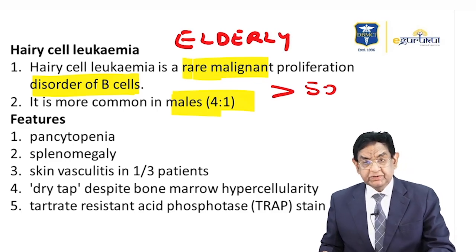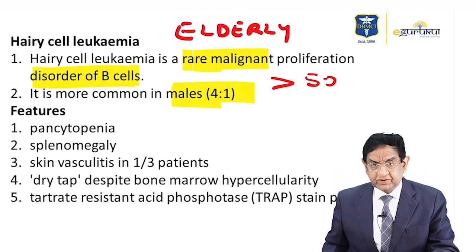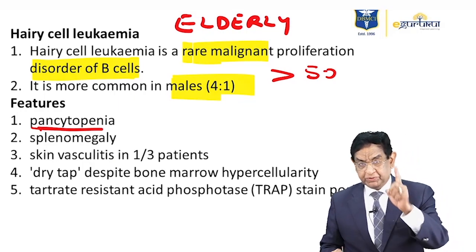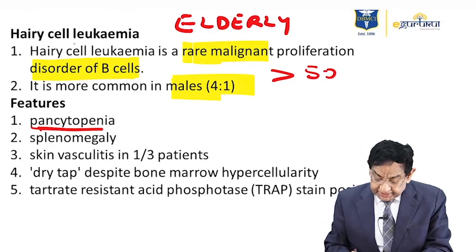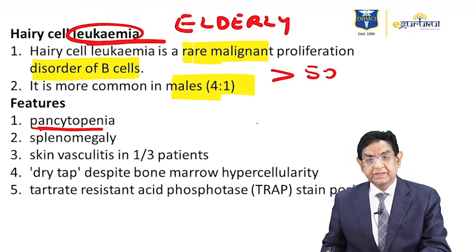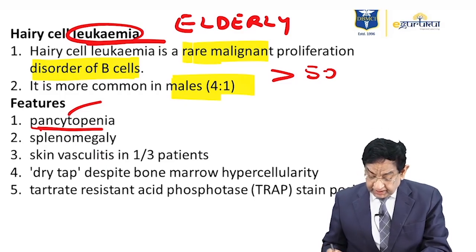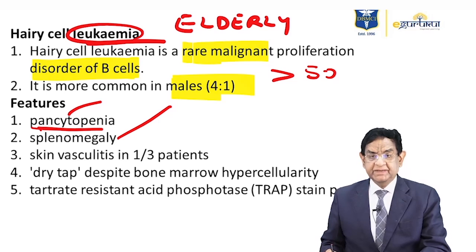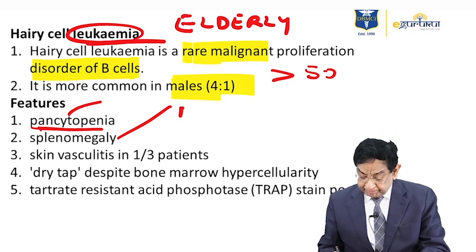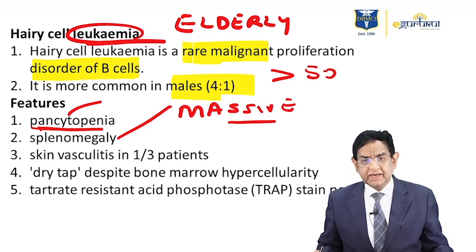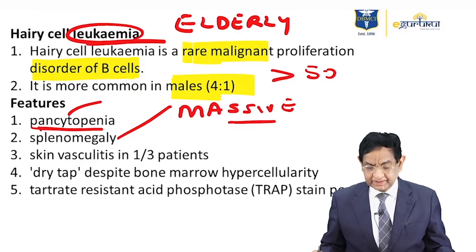Okay, so let's see what are the important clinical features. They have a pancytopenia. Point to be noted. This is a very important point. It is a leukemia, but patient has pancytopenia. And they have a splenomegaly. How much? They have a massive splenomegaly. Massive splenomegaly means spleen is so enlarged, it comes up to the umbilicus.